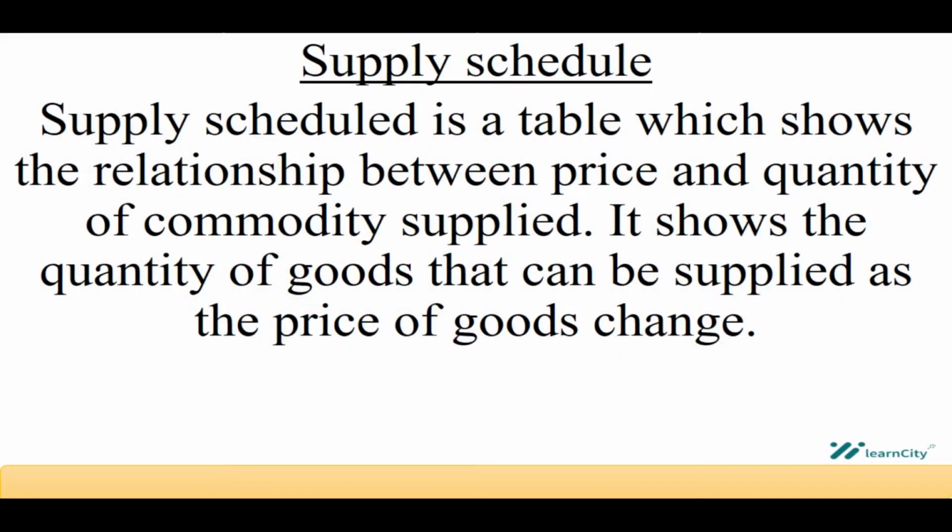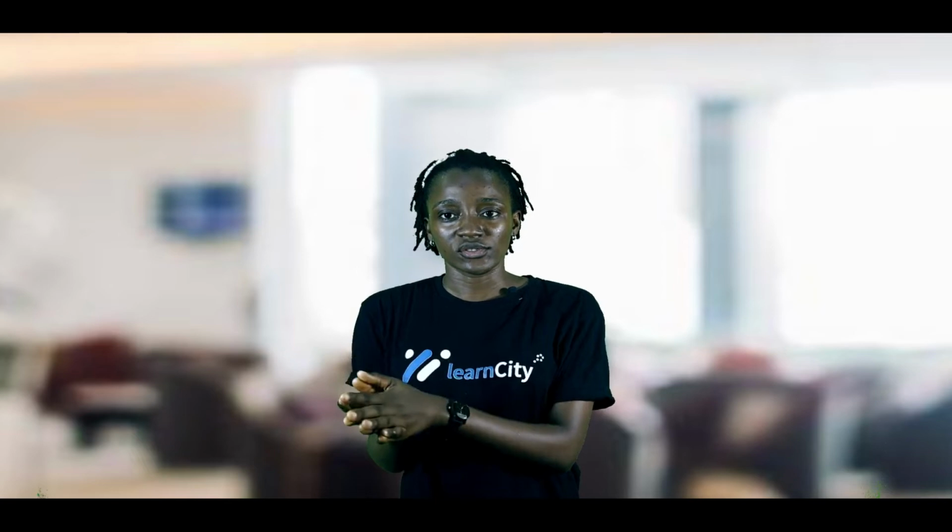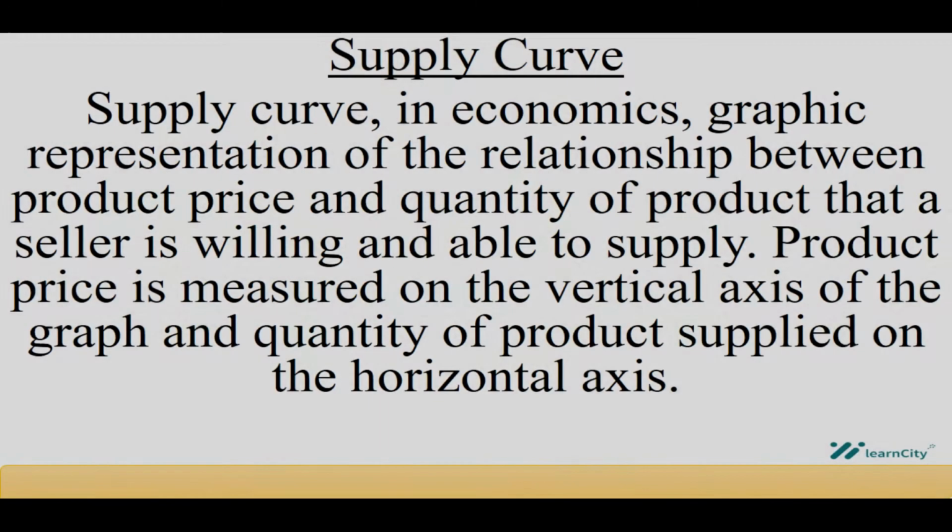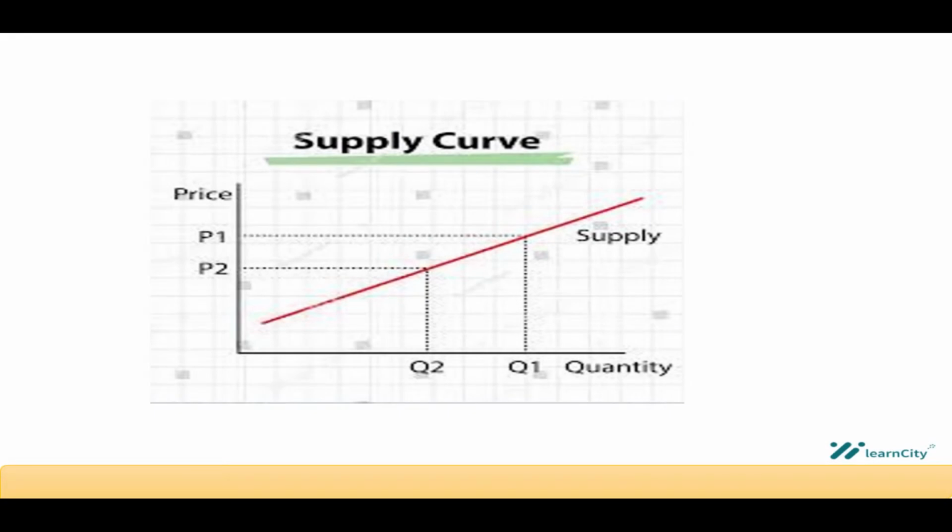The supply schedule. The supply schedule is a table which shows the relationship between the price and the quantity of the commodity supplied. It shows the quantity of the goods that can be supplied as the price of the goods changes. The supply curve. Supply curve in economics is a graphic representation of the relationship between the product price and the quantity of the product that a seller is willing and able to supply.